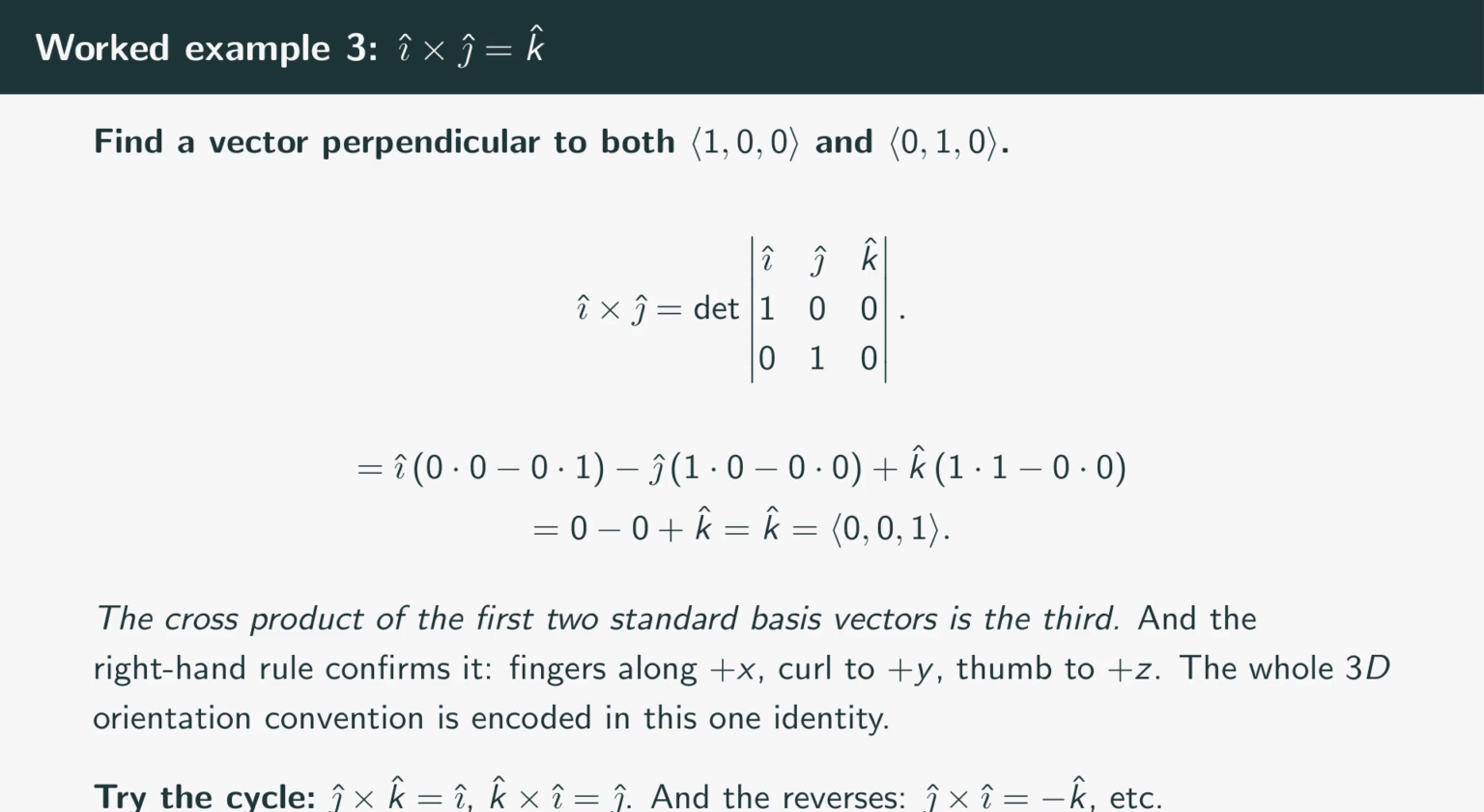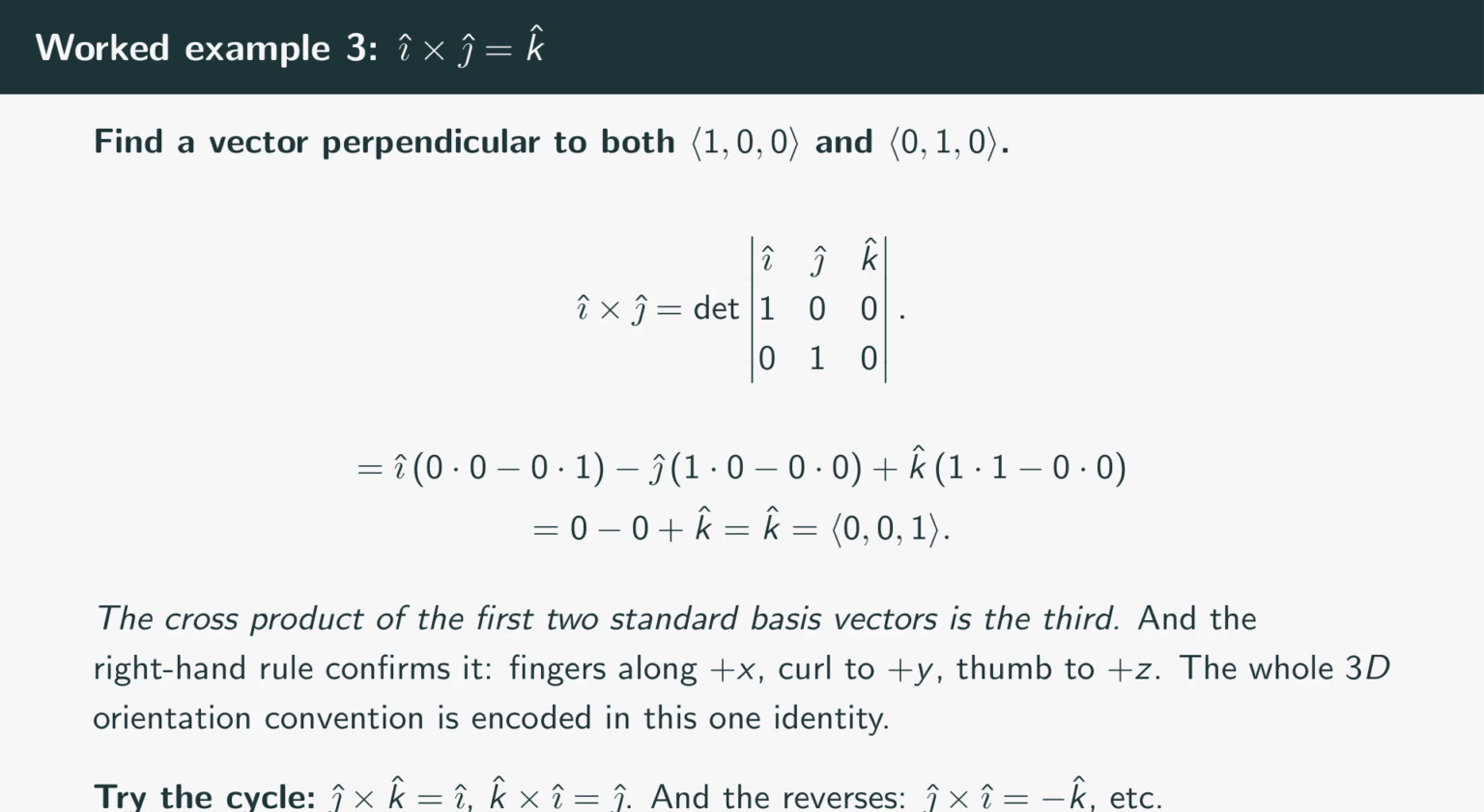Determinant, top row i hat, j hat, k hat, second row 1, 0, 0, third row 0, 1, 0. Expand. The i hat coefficient is 0 times 0 minus 0 times 1, which is 0. The j hat coefficient, with the minus, is negative the quantity 1 times 0 minus 0 times 0, which is 0. The k hat coefficient is 1 times 1 minus 0 times 0, which is 1. So i hat cross j hat equals k hat, which is the vector 0, 0, 1. Pure positive z direction, magnitude 1.